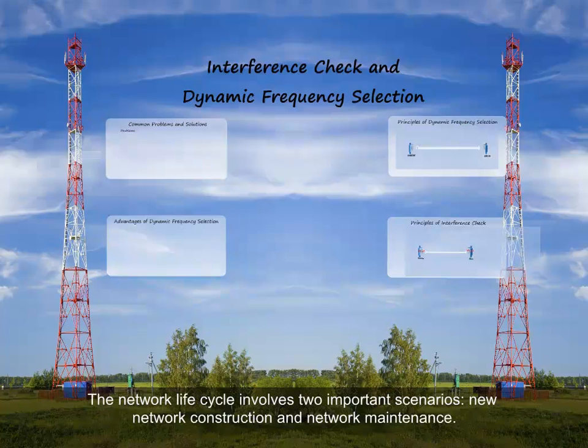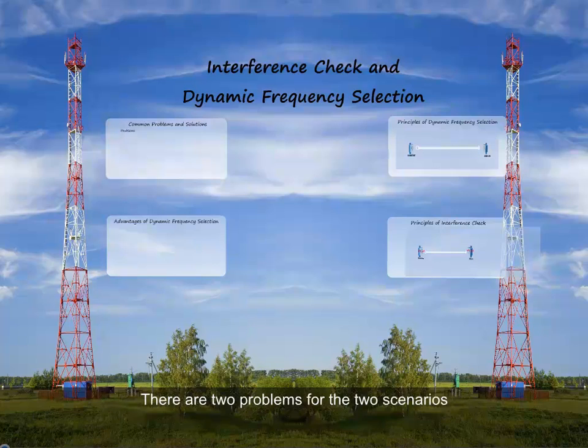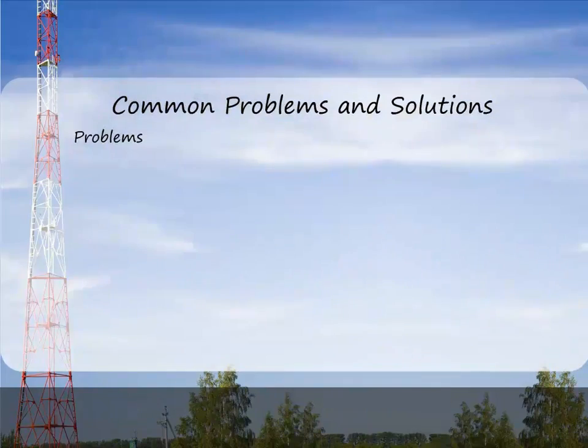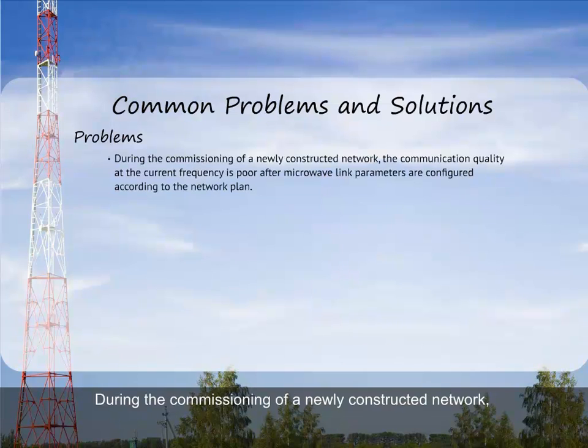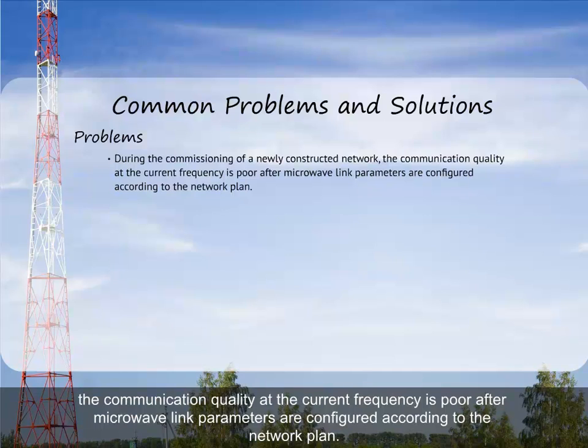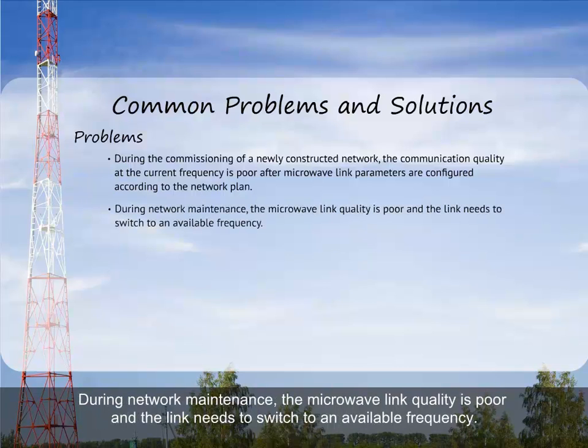The network lifecycle involves two important scenarios: new network construction and network maintenance. There are two problems for the two scenarios. During the commissioning of a newly constructed network, the communication quality at the current frequency is poor after microwave link parameters are configured according to the network plan. During network maintenance, the microwave link quality is poor and the link needs to switch to an available frequency.